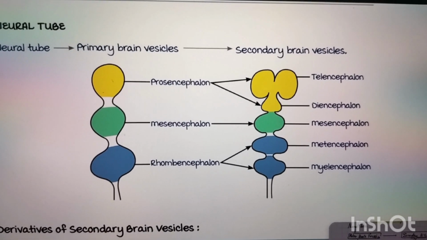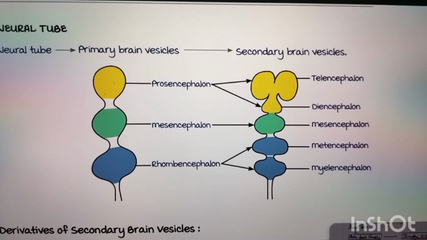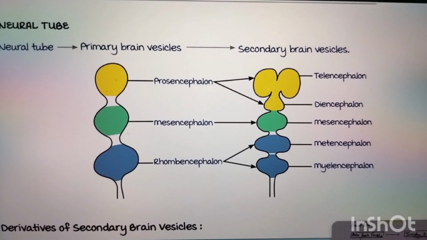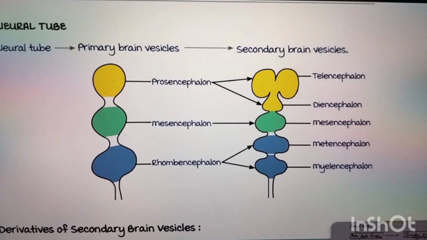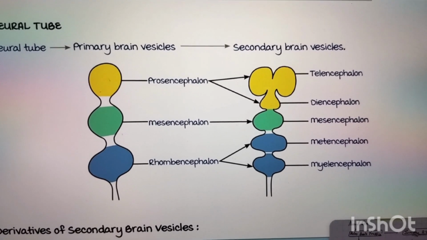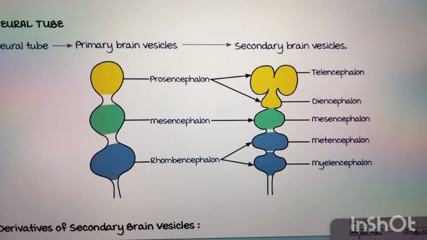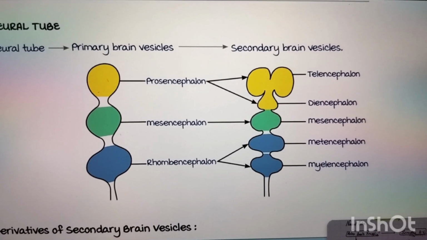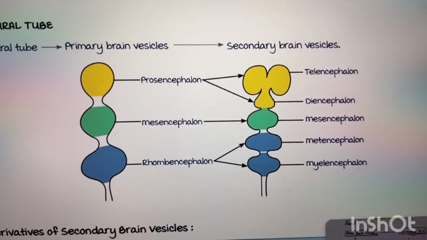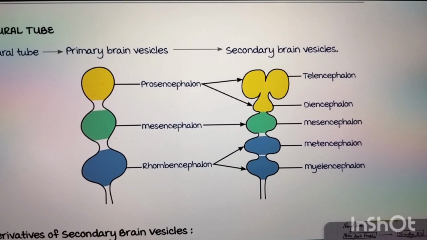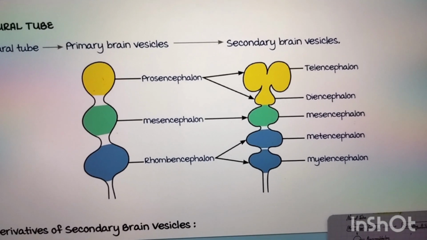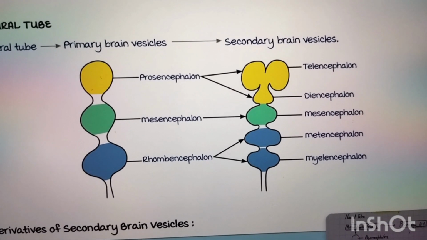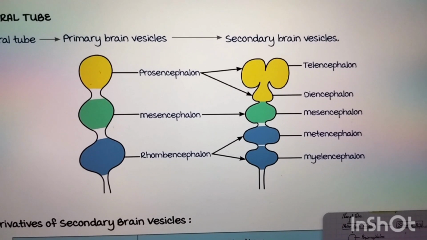In the prosencephalon we see there are some vesicles, and they further divide and give rise to secondary brain vesicles. The prosencephalon gives rise to telencephalon and diencephalon, and mesencephalon gives rise to mesencephalon itself. It will not further divide, it will remain constant.